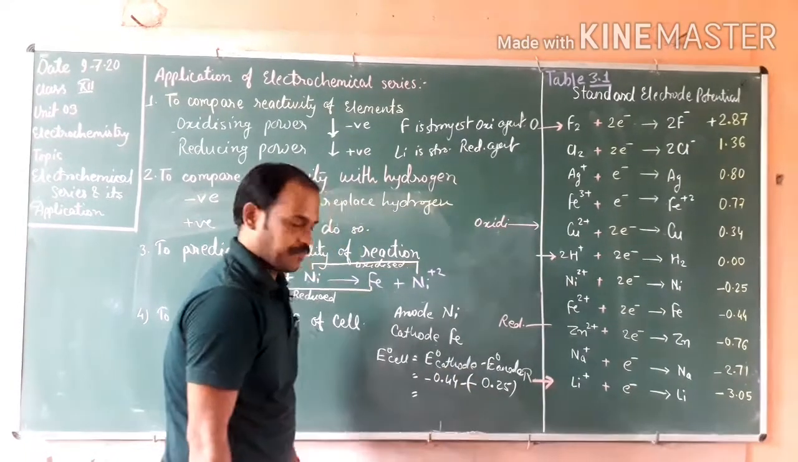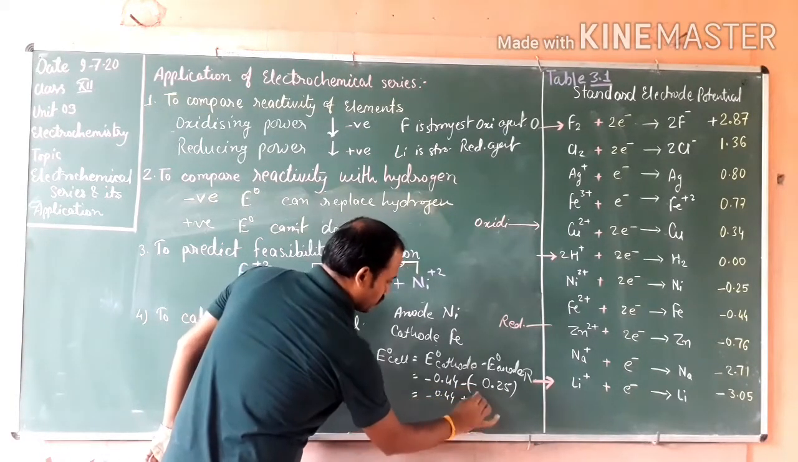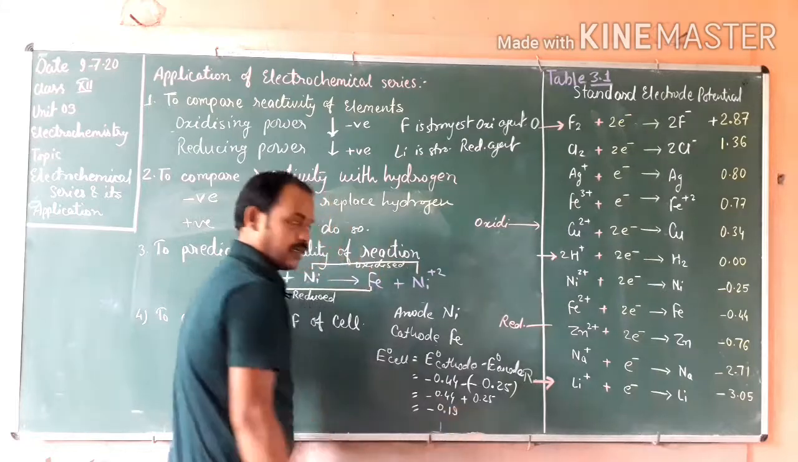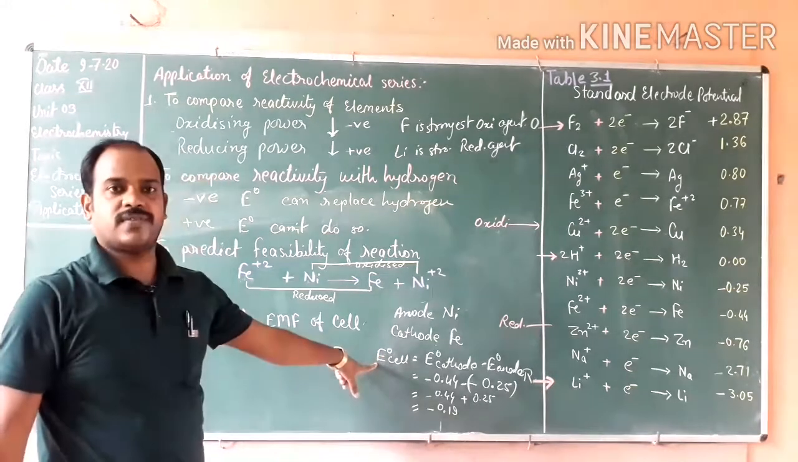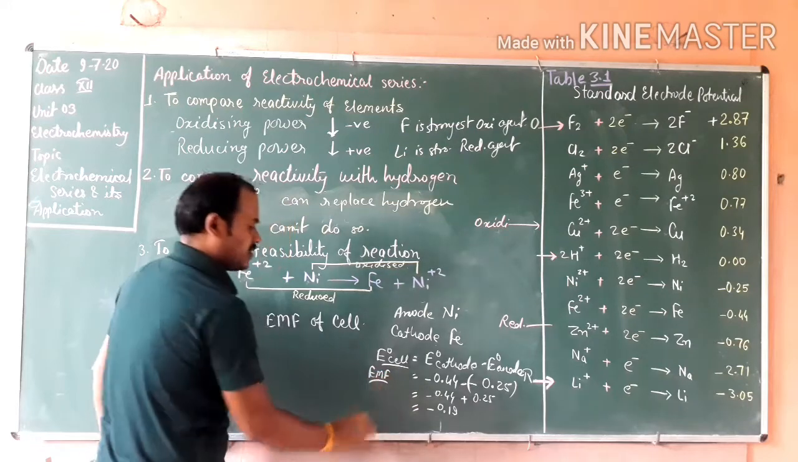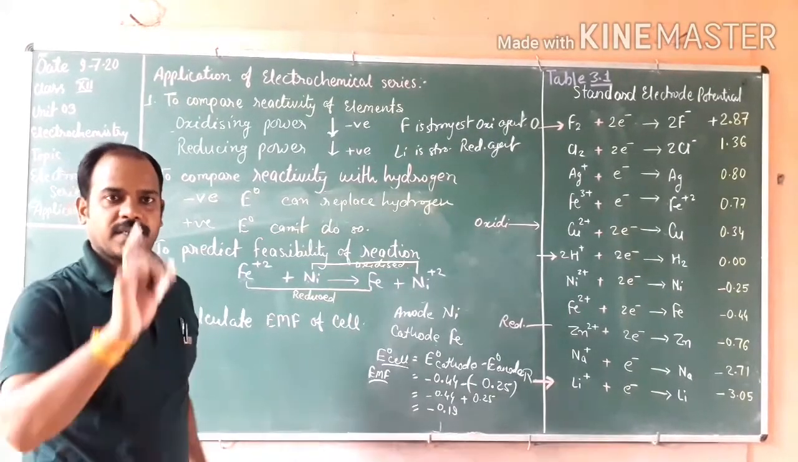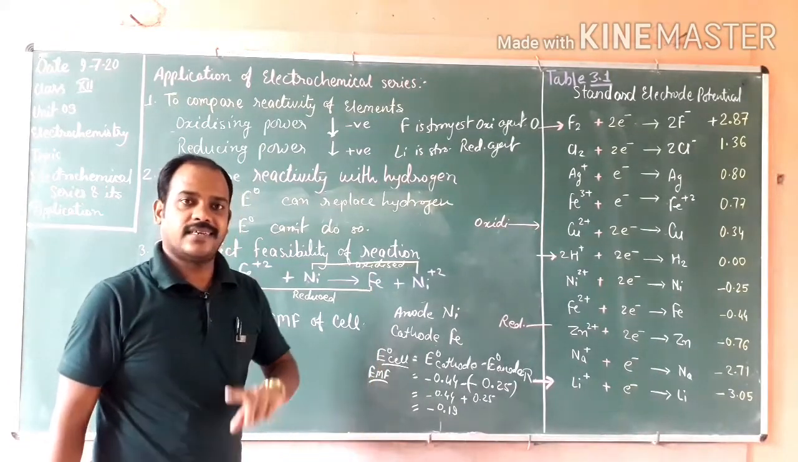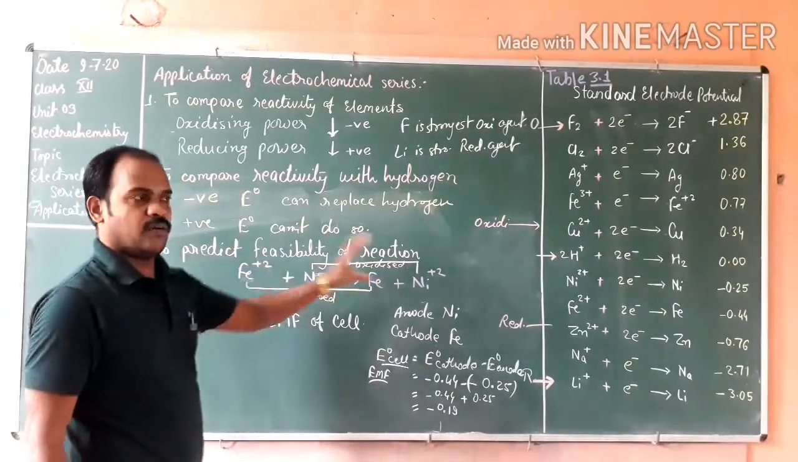So what will be the answer? The answer will be minus 0.44 minus into minus, it is plus 0.25. So the answer will be minus 0.19. Since the E0 cell, which is the EMF, is negative, the reaction will never take place. Remember this thing, underline this line: if E0 cell or EMF is negative, reaction is impossible in forward direction.